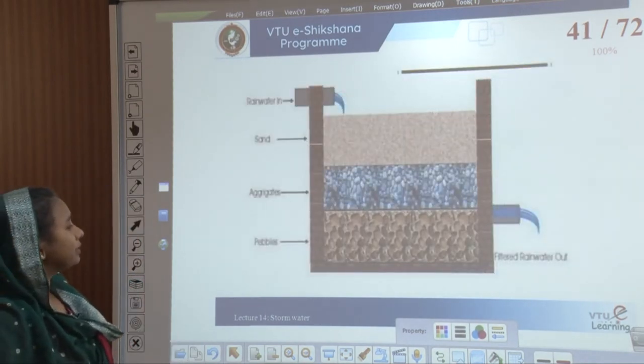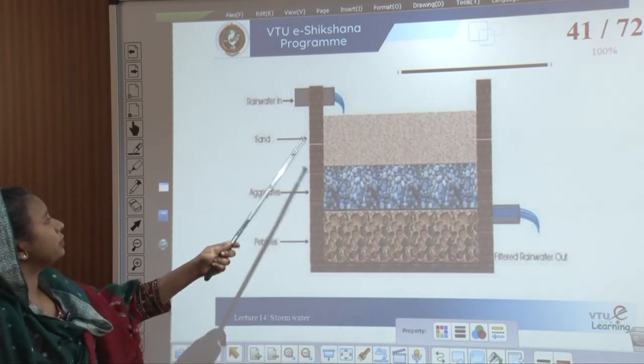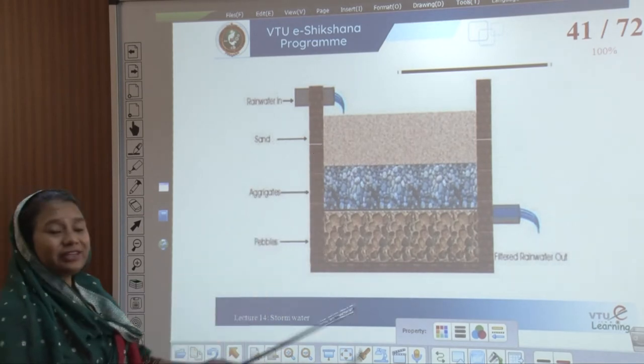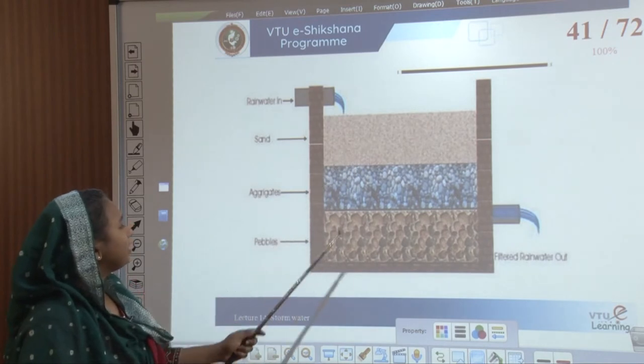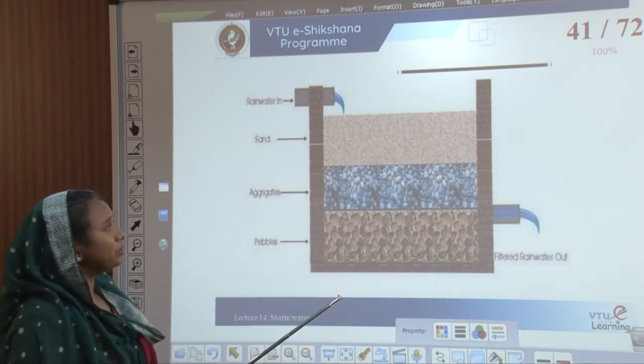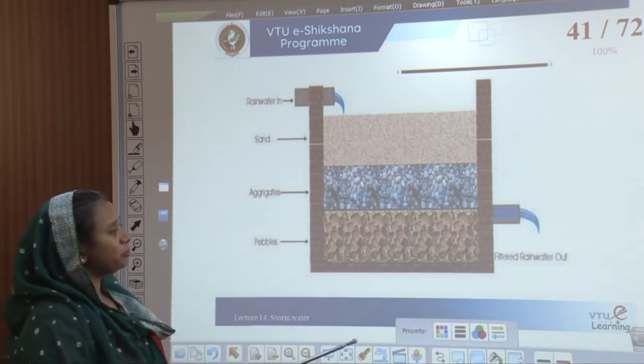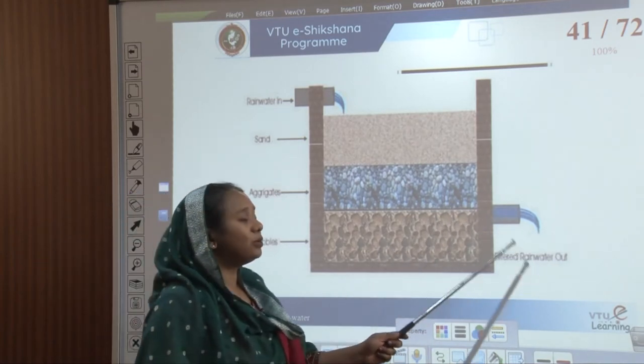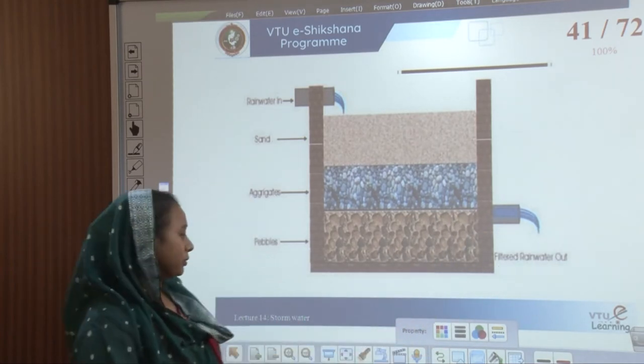So, this is how it works. You would have your rainwater which comes in. You have various layers: one is sand, aggregate and pebbles. Along with it, you also have this pressure which is built so that only filtered rainwater comes out.